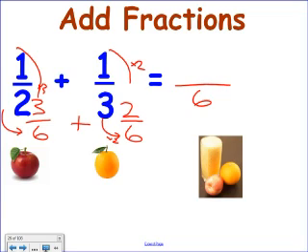Is everyone happy with that concept? We've been using it already. All we've done is we've created 2 equivalent fractions with a common denominator. Happy? Lots of smiling and nodding today. If only I had a camera facing you lot, it'd be brilliant.